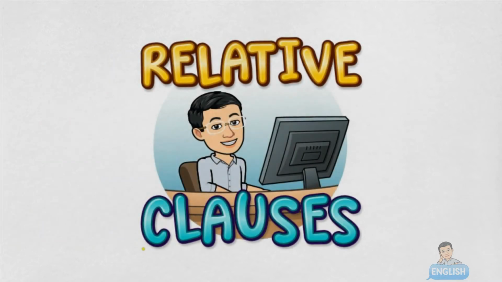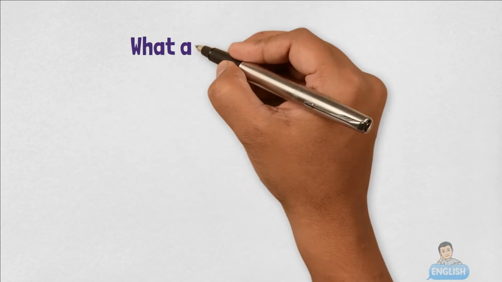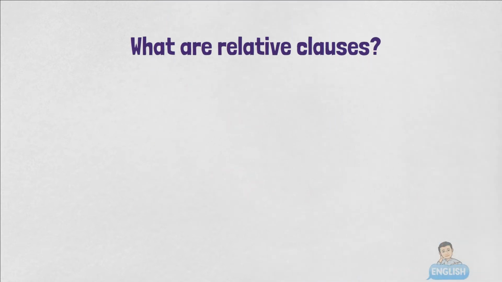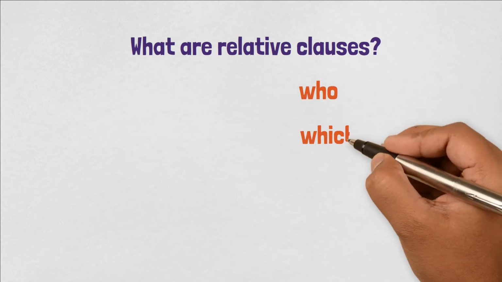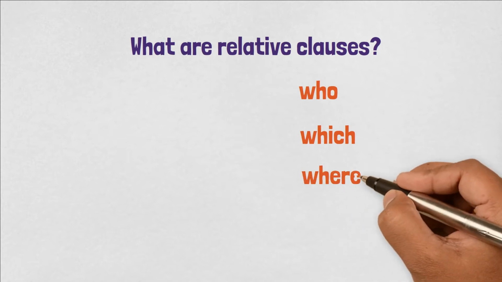Today, we are going to cover the very first lesson about relative clauses, also known as adjective clauses in English. So, what are relative clauses? Well, relative clauses are clauses beginning with question words, who, which, where, etc.